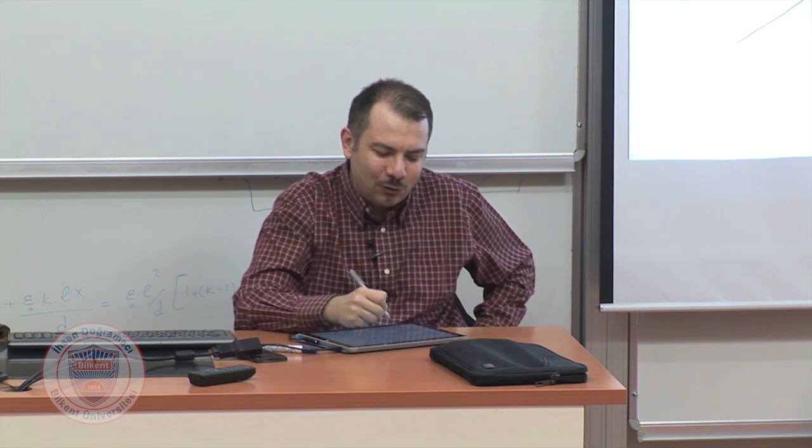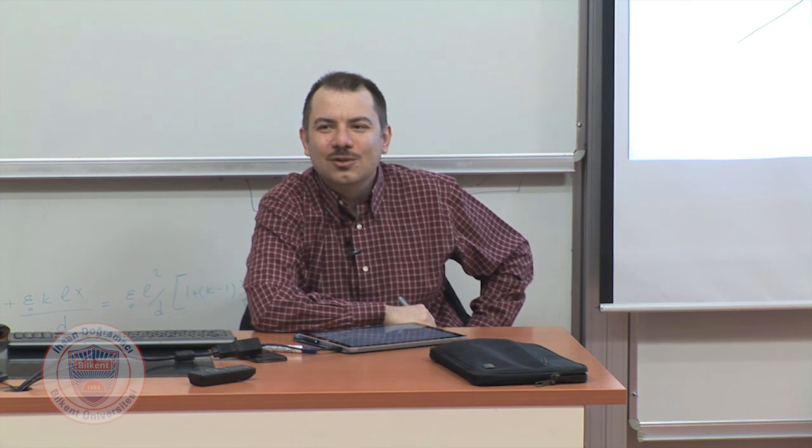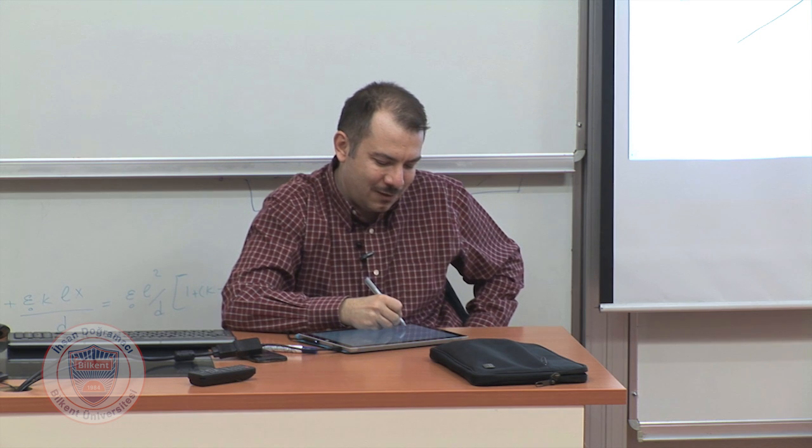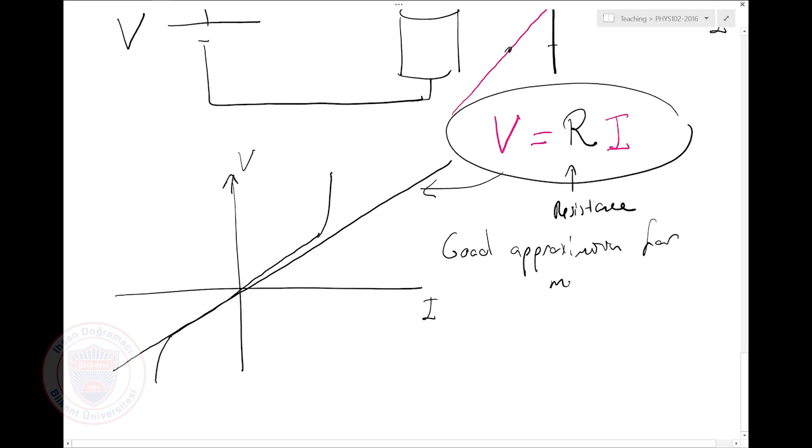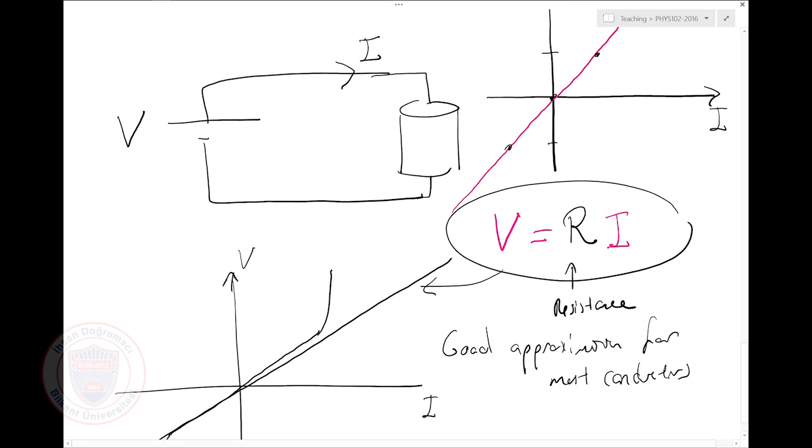For most materials, there will be some peak voltage at which the material is going to saturate. You can have other kinds of behavior. So this V equals Ri, which is Ohm's law, is a good approximation for most conductors. But it's by no means the correct theory of conduction, okay? Although this is known as Ohm's law, all right?